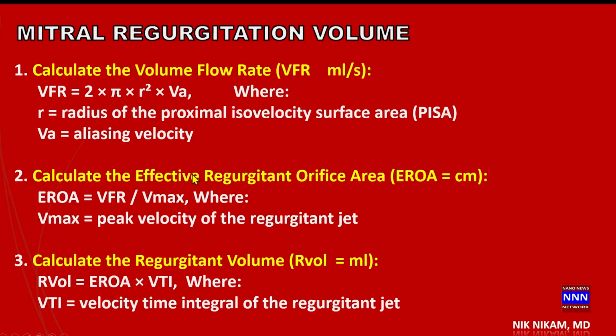We calculate the effective regurgitant orifice area, which I already explained to you, by getting the regurgitant flow from the top and dividing that by the velocity max, which is like 400 centimeters or 500 centimeters, whatever the velocity may be. We calculate the regurgitant volume, which is equal to the effective regurgitant orifice area multiplied by the mitral valve continuous wave VTI.